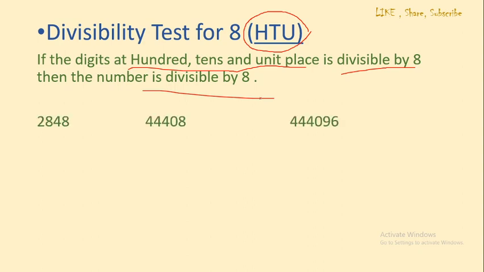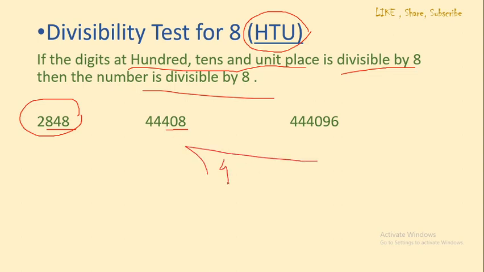So let us see. Here I have 2848. So 848 I have to take. Is it divisible? Yes, this is divisible by 8, and surely this whole number is going to be divisible by 8. Then next is 44408. For this, 408, we'll check out: is 408 divisible by 8?